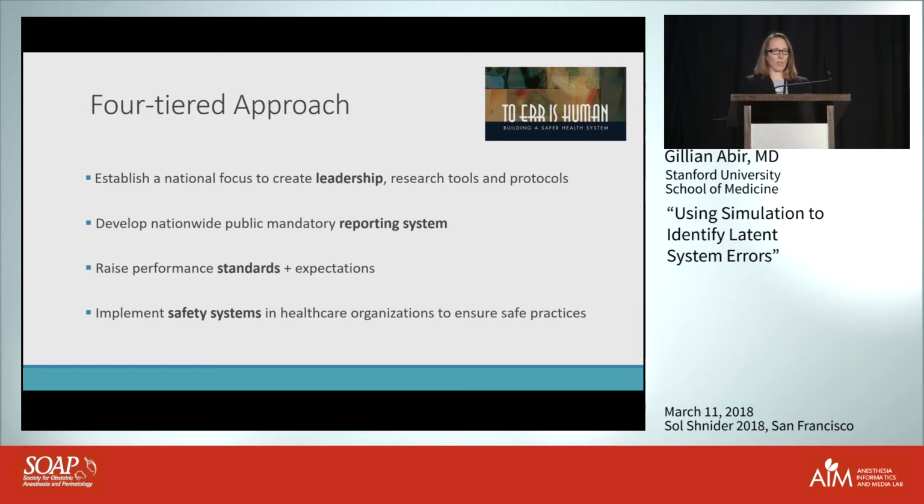So every time we go to work, we should always be thinking about how to progress and enhance our culture of safety to prevent patient harm, but also harm to staff. Staff members can be harmed also from system errors.